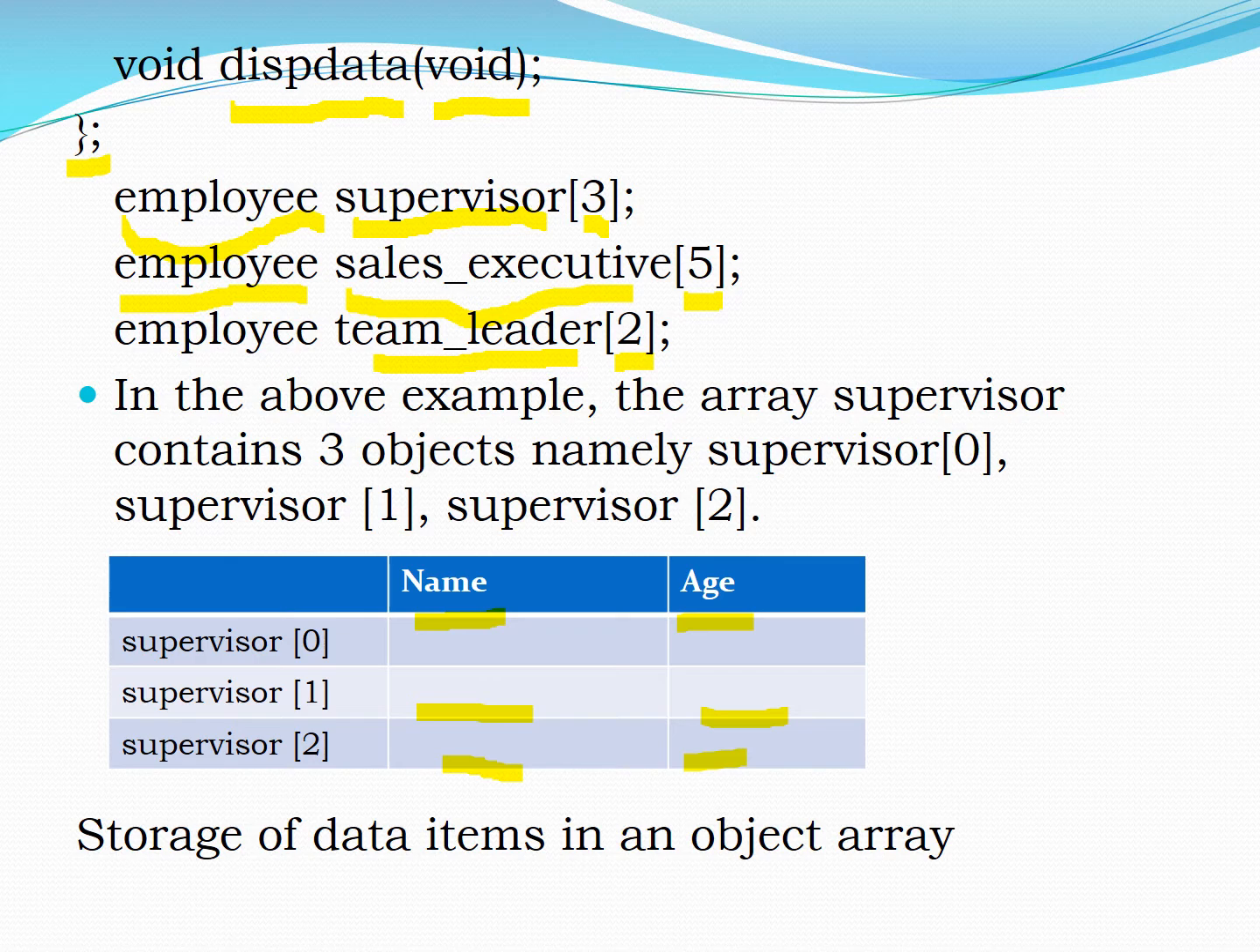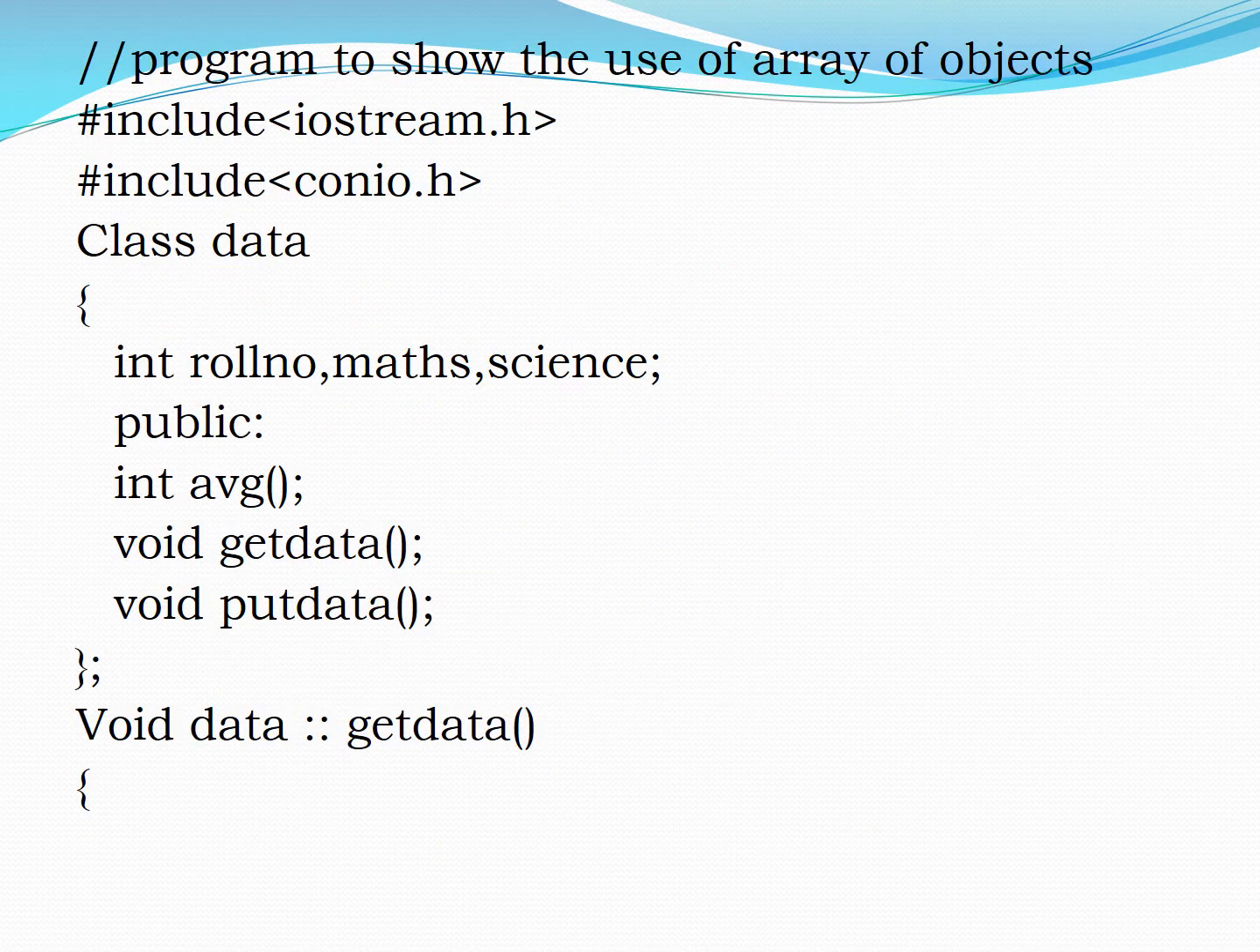Storing of a data item in an array is a process that happens here. Here we have a small example for a student. In this program, we are going to get the data, that is, the roll number and the marks of two subjects, maths and science. After getting the roll number and the marks, I'm going to find the average for the given marks and display the average.